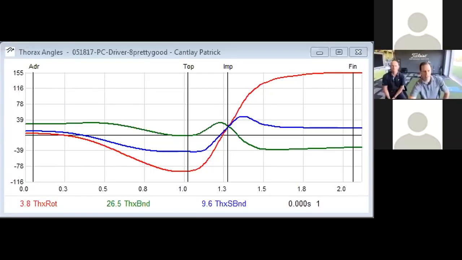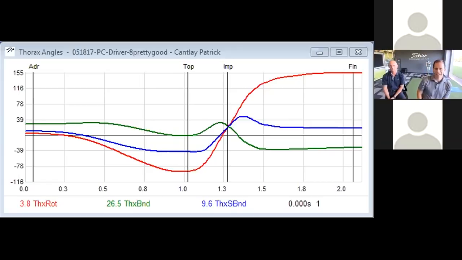Okay, so this is one of our PGA Tour players, Patrick Cantlay. Obviously a young phenom, great player, and a great example of the angles that happen in the spine. What you're looking at here is the thorax. The green line represents thorax bend, that's tilting forward, flexing and extending. The blue line represents side bend, bending to the right and to the left, and the red line represents rotation.